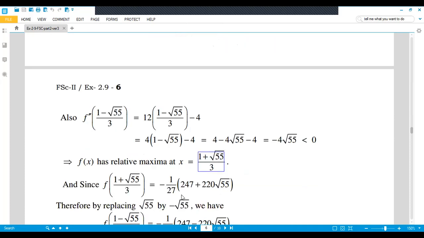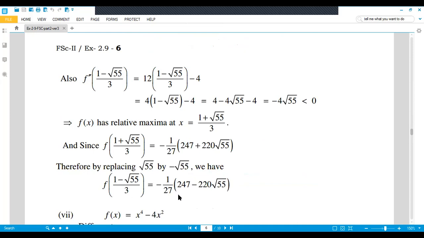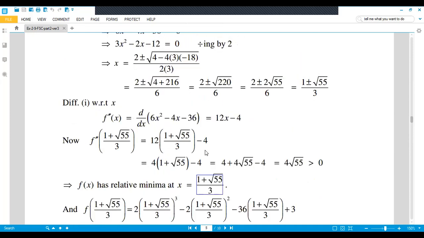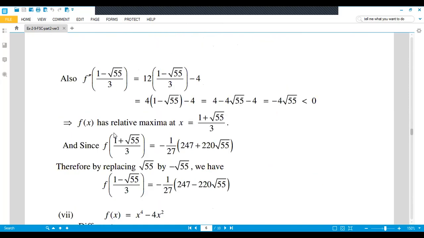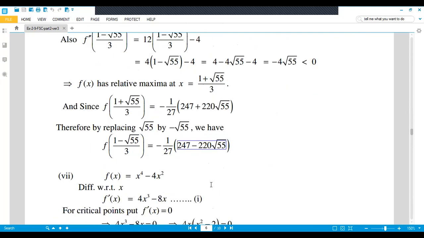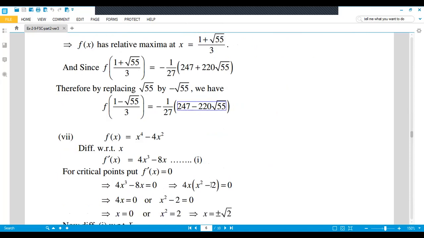Now this value you put in the given question and solve it completely. In this question, you put in place of x 1 minus under root 55 over 3 and you solve it. So you will get this answer. Therefore, by replacing 55 by minus, we have this for the second function. So it means for both values we will get the maximum or minimum value. If it is greater than 0, minimum value. If it is less than 0, maximum value.